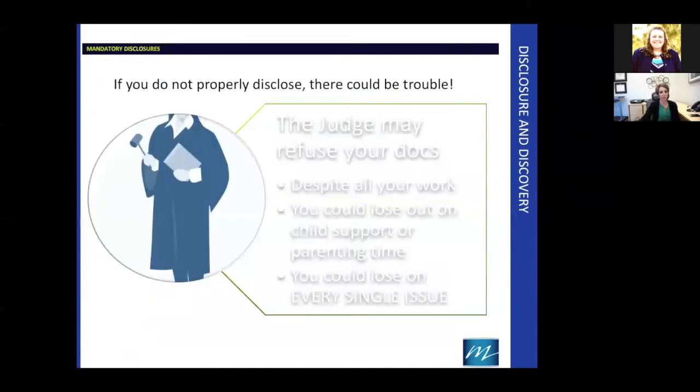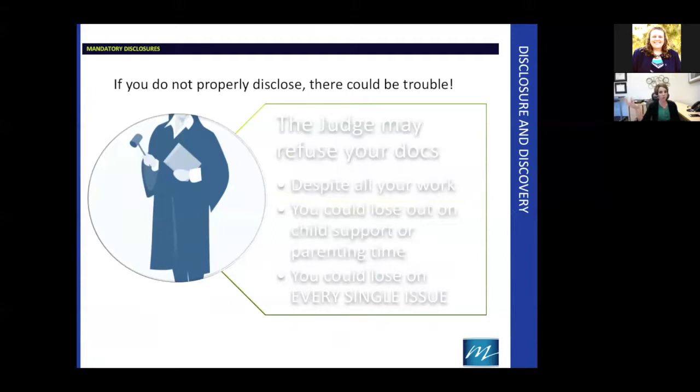Okay? Now, what happens if you don't disclose? It's possible that your documents will not be allowed into evidence. So you could have critical pieces of information that will not be included. The judge could also make adverse assumptions about your evidence, okay?